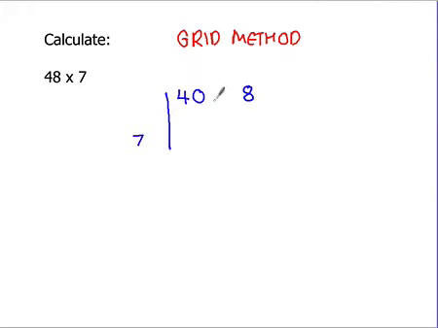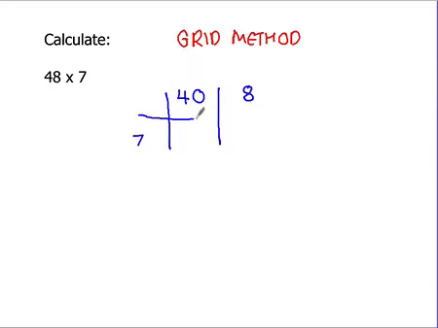Okay, so we're going to have a look at multiplying larger numbers together here. And we're going to use something called the grid method to do that. So to do this, first of all, we need to know how to split up one of these numbers here, which is the 48. And we're going to split that up into 40 and 8. And then what we're going to do is multiply both those parts by 7.